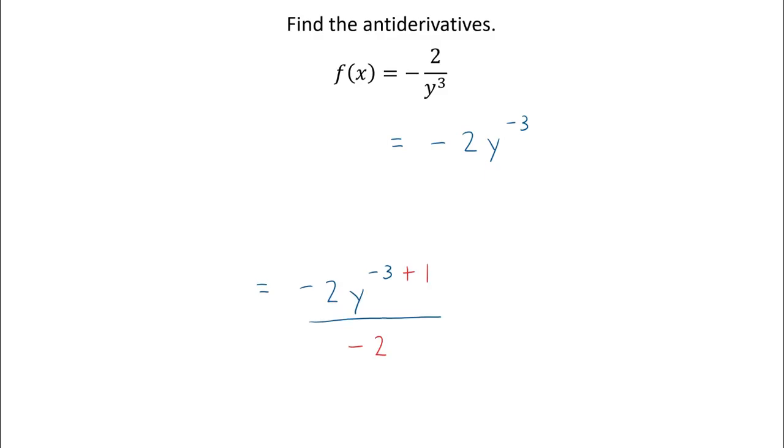To find the antiderivative, we add 1 to the exponent and divide by the new exponent. And then simplify. And that gives us y to the -2 power. Or if you prefer to change your negative exponent to a positive exponent, it would be 1 over y squared. But again, that's just one of the antiderivatives of our original function. To represent all of them, we have to add a plus c.